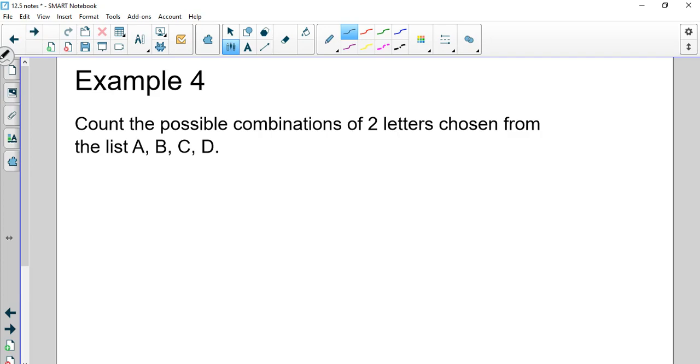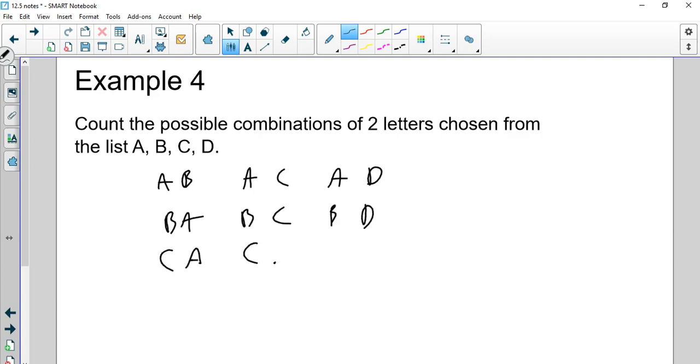Now, if we wrote these out, all the possible choices, we would get A followed by B, A followed by C, and A followed by D. Then going B first, we'd have BA, BC, BD. CA, CB, CD. And then DA, DB, and DC.